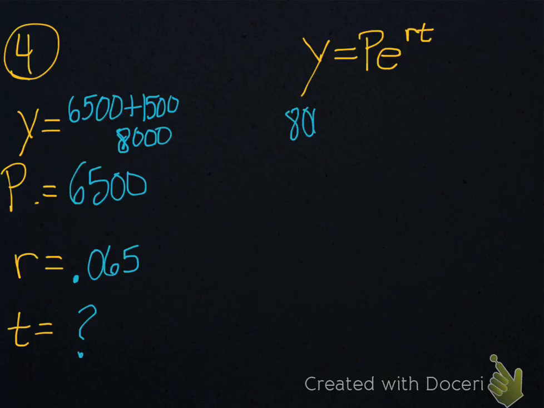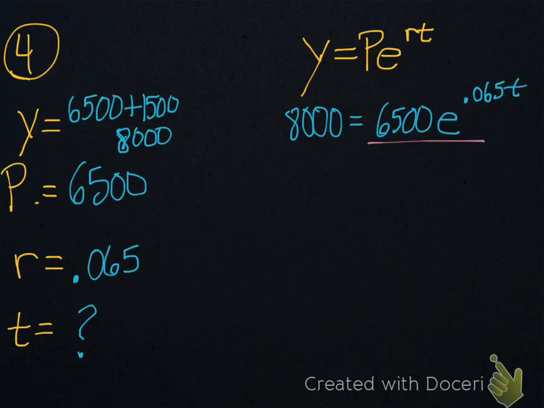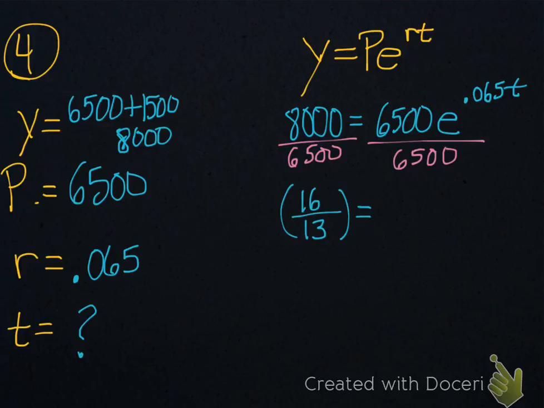So $8,000 equals $6,500 e to the 0.065t. First step is to get the e by itself, right? You got to get e by itself in order to get t by itself. So divide by that 6,500. It's a little crazy, so I'm going to keep it as a fraction again. I get 16 over 13 when I reduce that. And that's equal to e to the 0.065t.